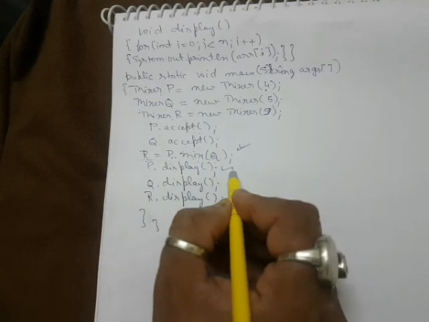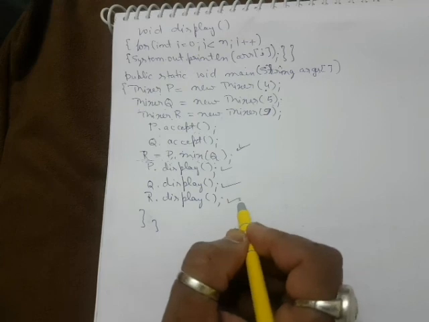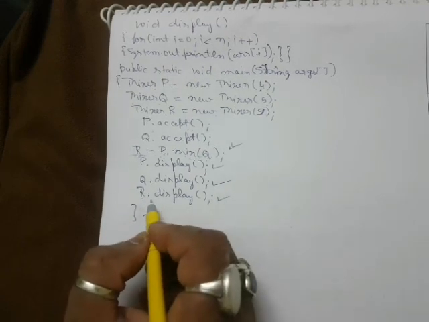So now we display the data of p, display the data of q, and then we display the merged data which is there in the arr of r. So I think everybody has a clear idea of this.